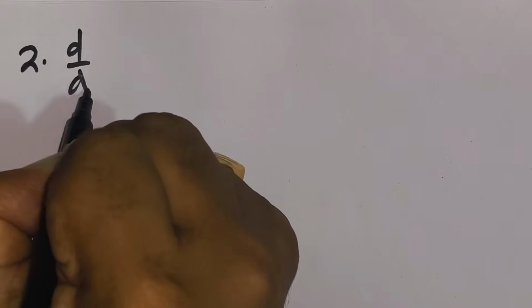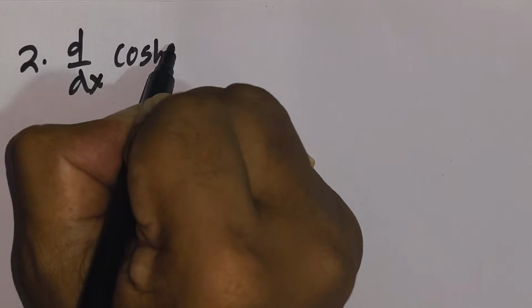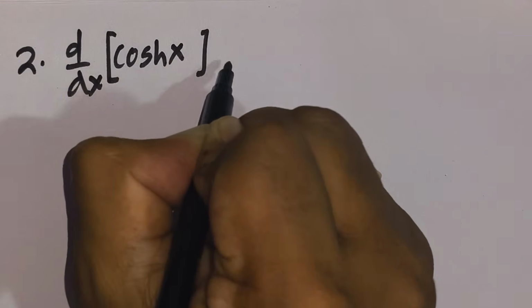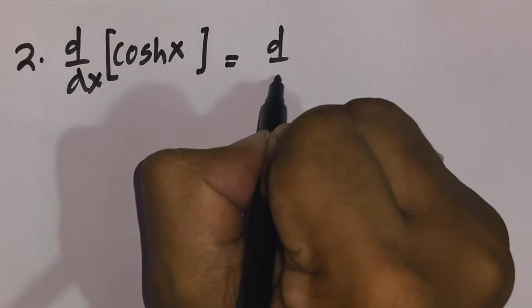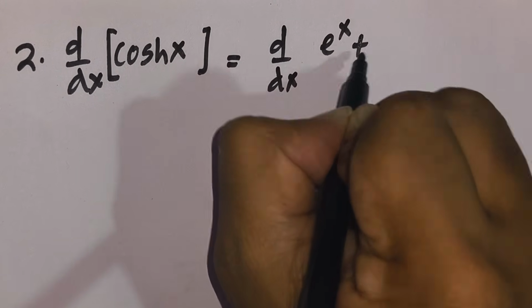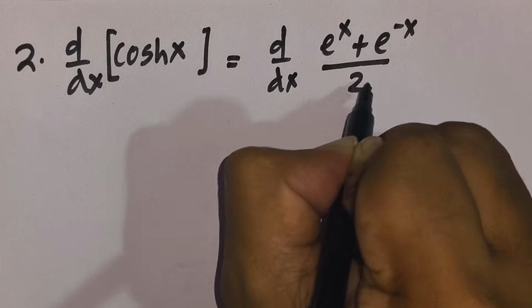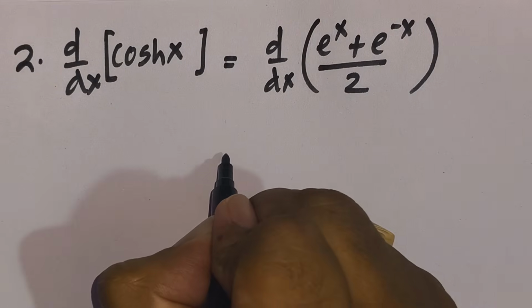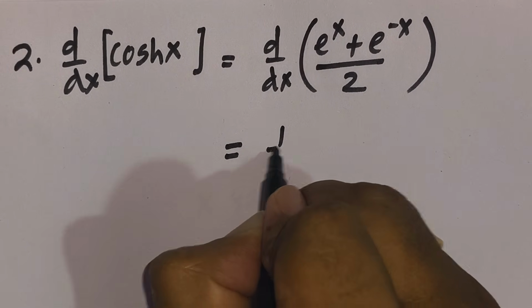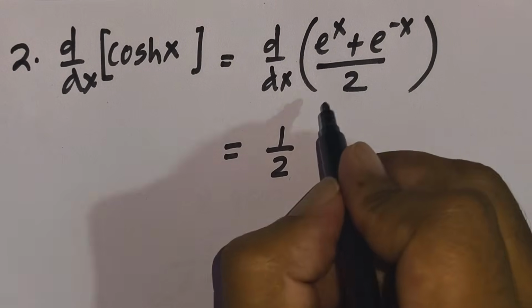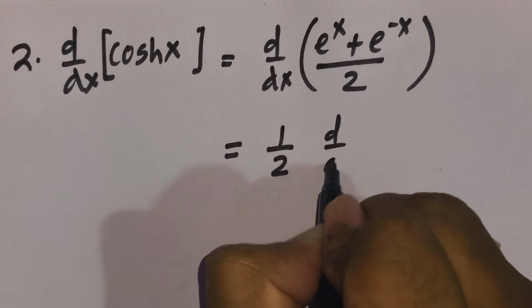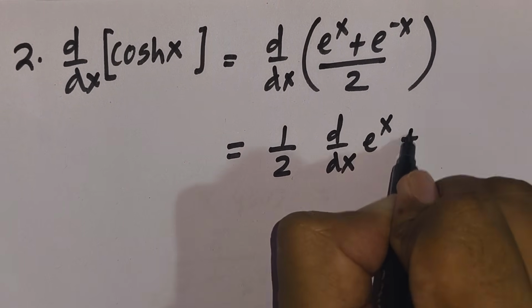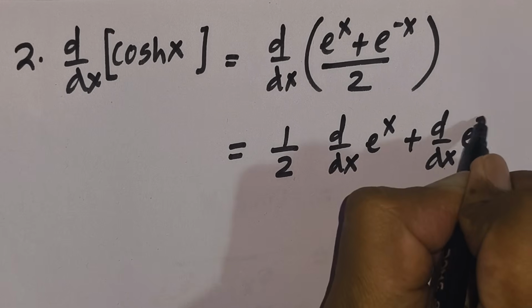Next we have the derivative of hyperbolic cosine. By definition, it is e to the power x plus e to the power minus x by 2. This is our cosine hyperbolic. 1 by 2 comes outside, then the derivative of, let us write directly, e to the power x plus derivative of e to the power minus x.